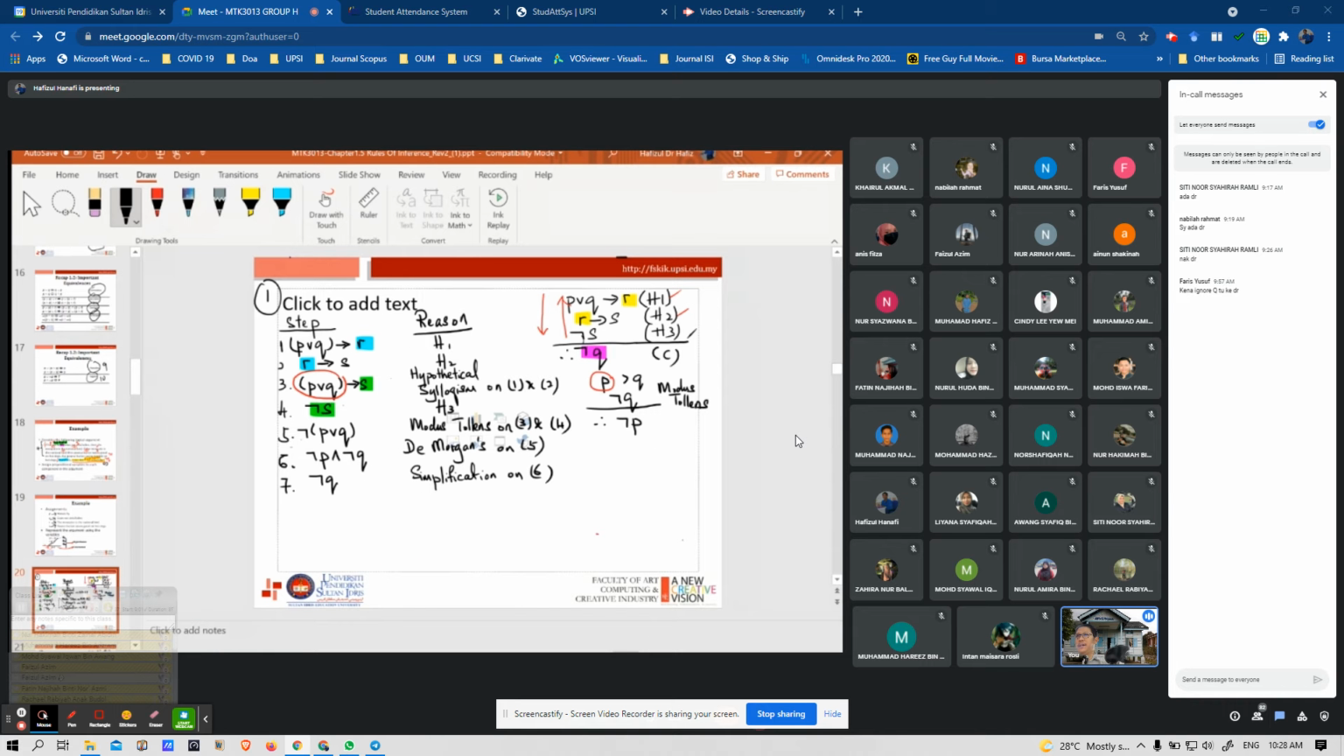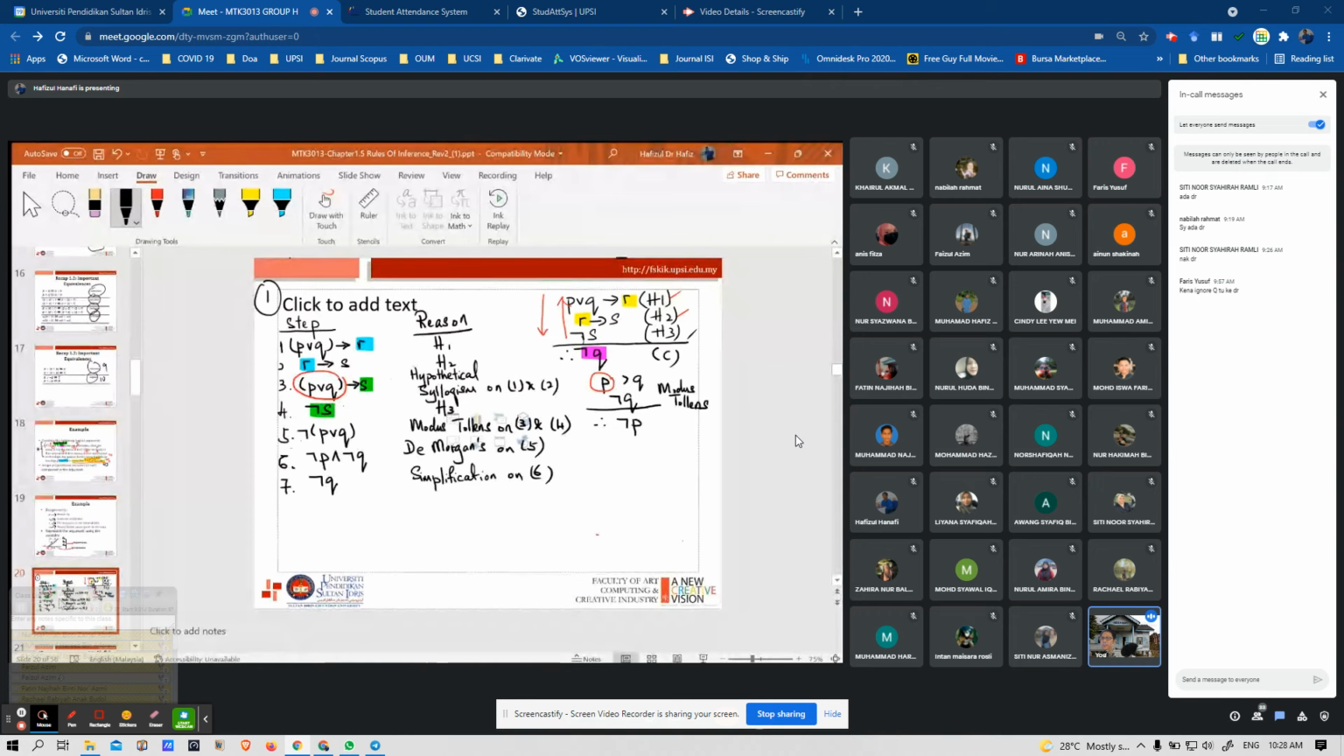Here we have H1 and H2, and then we have hypothetical syllogism on 1 and 2. We eliminate the R, to get P or Q implies S, and then we have H3, negate S. And then we have modus tollens on 3 and 4. We want to affirm, and then we have De Morgan's law on 5, and then we have simplification on 6.